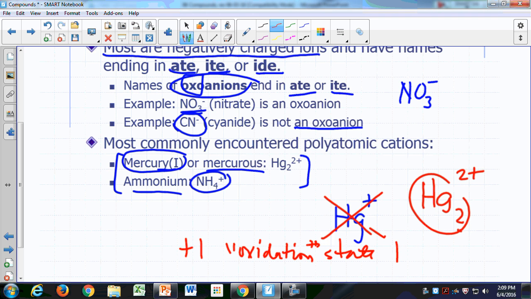So those Roman numerals, if you have a monatomic cation, the Roman numeral that you put there would just be the charge. It's also the oxidation number. But here's a case where the Roman numeral actually is not the charge, it's the oxidation state or oxidation number of the atoms in the polyatomic ion.